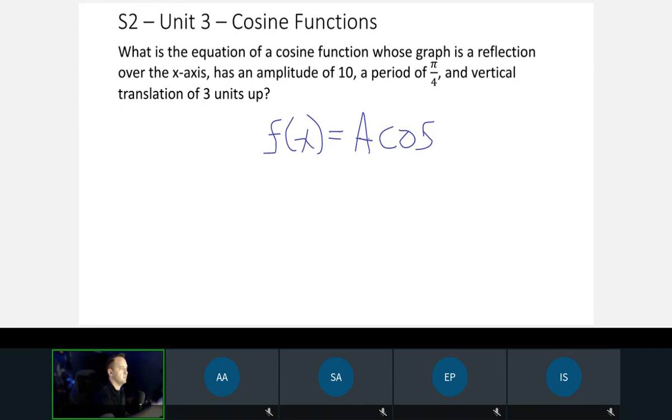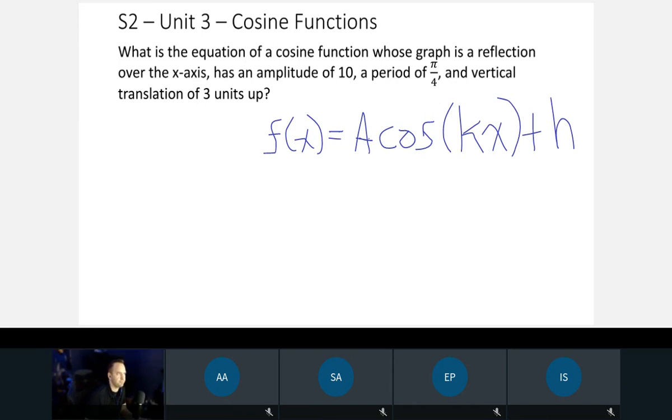Then you're going to have your k value times x. We don't have a horizontal shift, so we don't have to worry about that. And then you're going to have plus your vertical shift. I think we called it h. For trig, I think plus h is the variable we used. So that's the form of your equation.